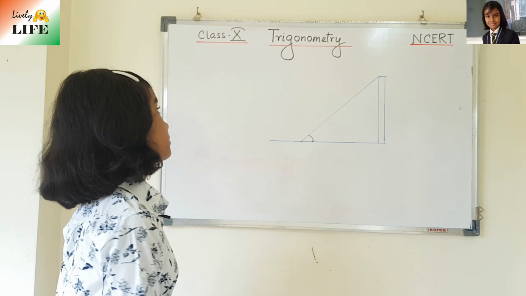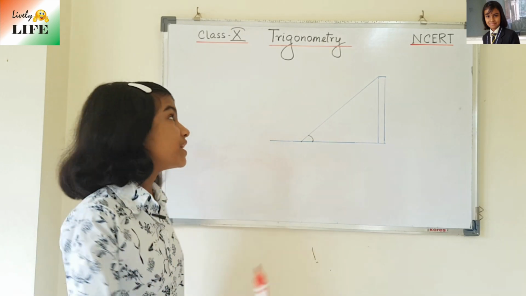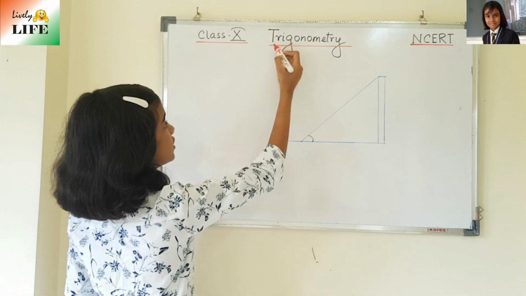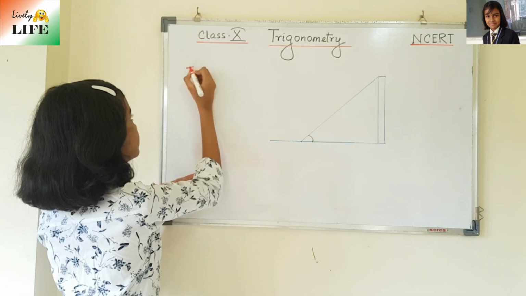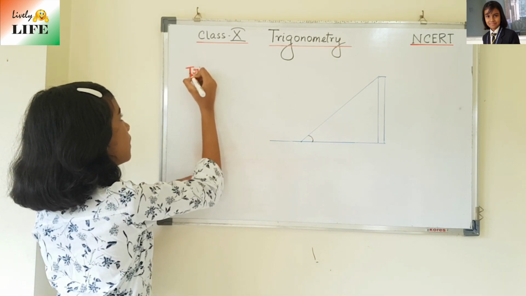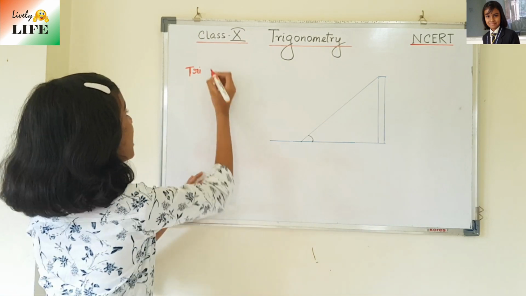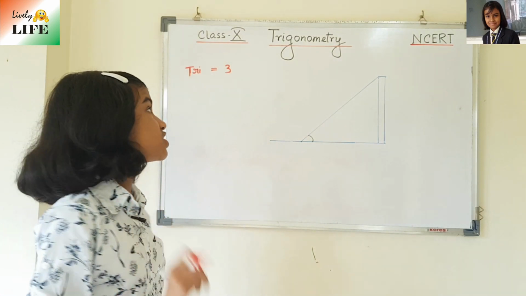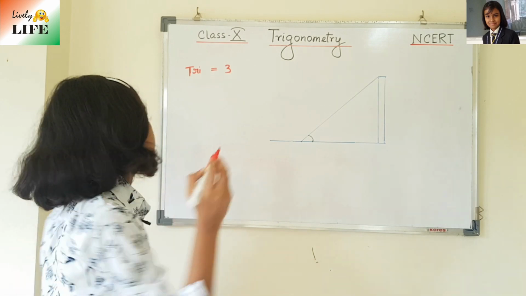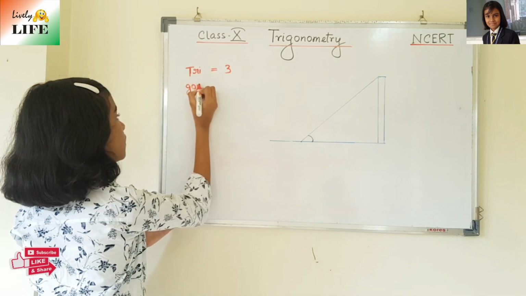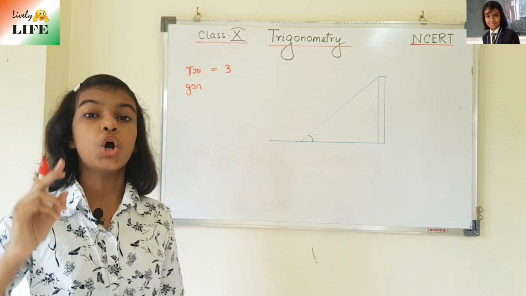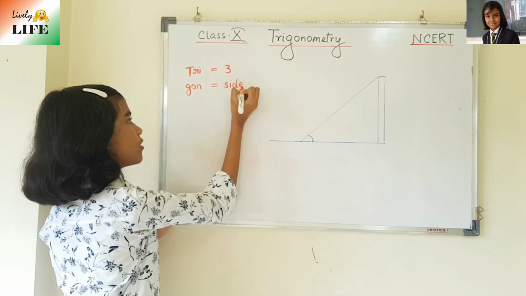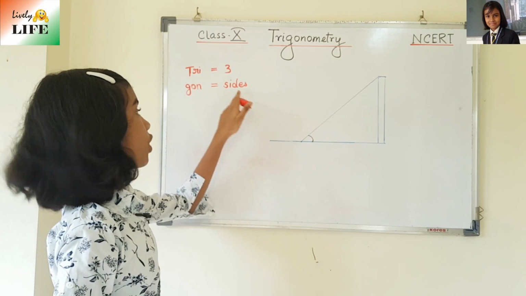Before starting trigonometry, we need to know the meaning of the word trigonometry, right? First is tri, T-R-I. What is the meaning of tri? Tri means 3. And then is gon. Gon means sides.